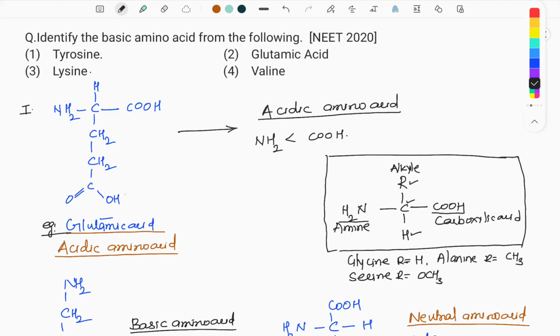You see, here one COOH group is there, here one COOH group is there. That is, COOH groups are 2 in number, whereas NH2 group is only 1. That is, carboxylic acids are more than the amine group. Such amino acids are called acidic amino acids. Example is glutamic acid.